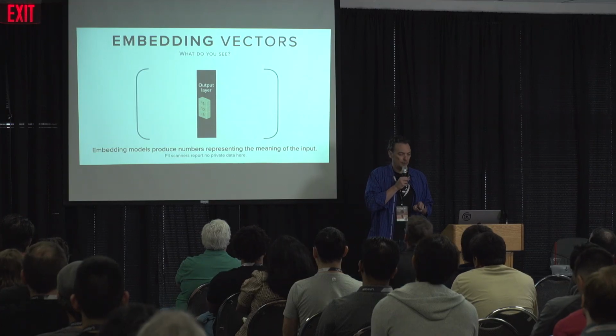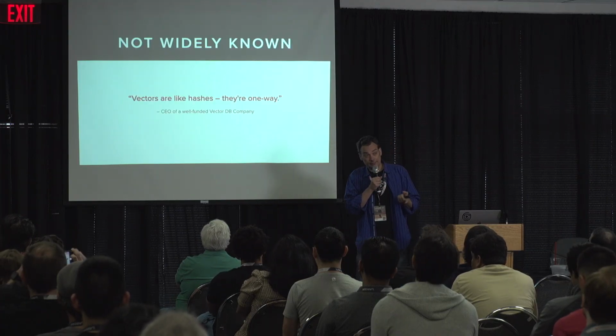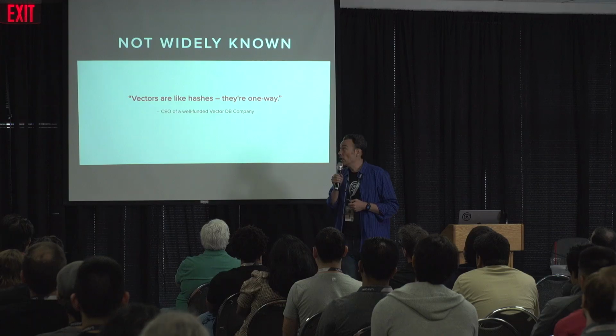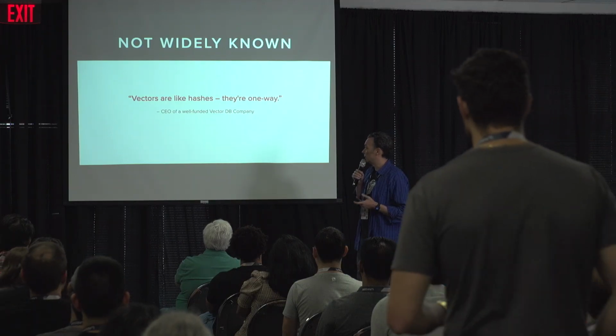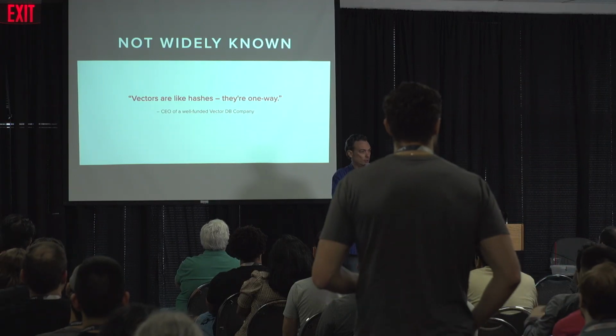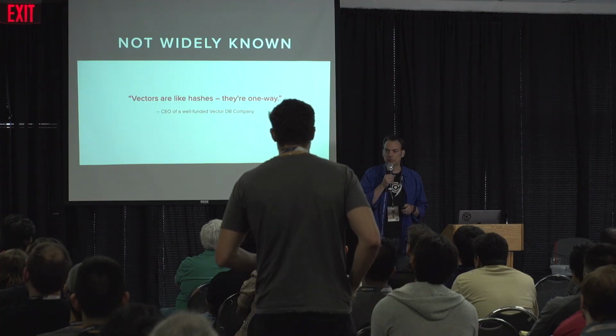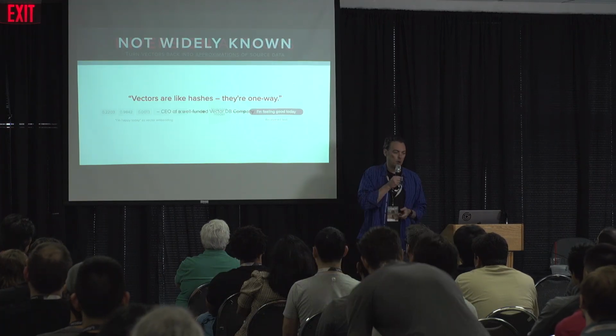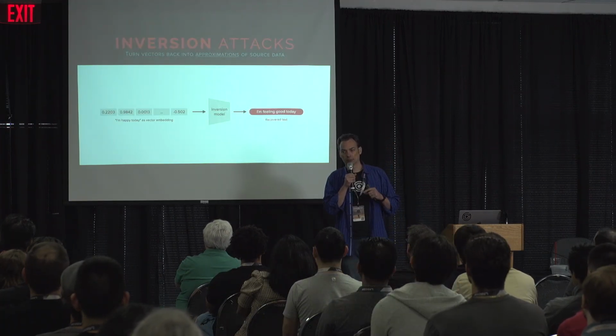What does that mean about it? Well, the CEO of a very well-funded vector database company said they're like hashes, they're one way and they have no security implications. Do we think that's right? No, it's not. There's something called an inversion attack for embedding vectors.